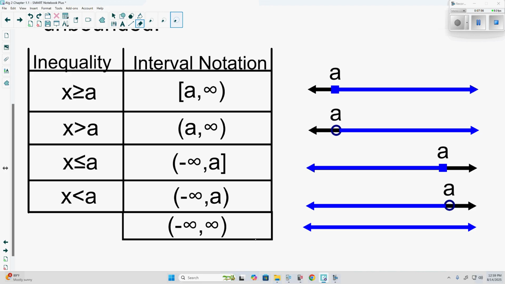And the last one's just negative infinity to infinity, which is the whole thing, which is not really unbound. It is unbounded. It just doesn't have one endpoint. It's all real numbers. Questions on this here? All right.